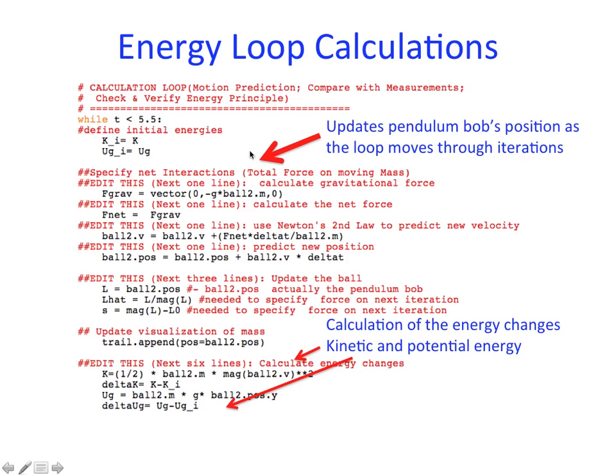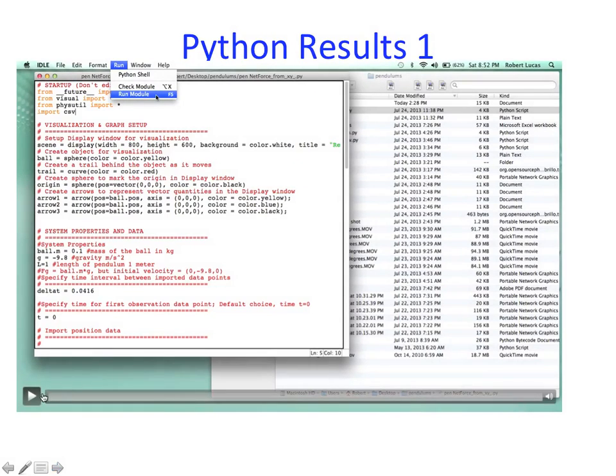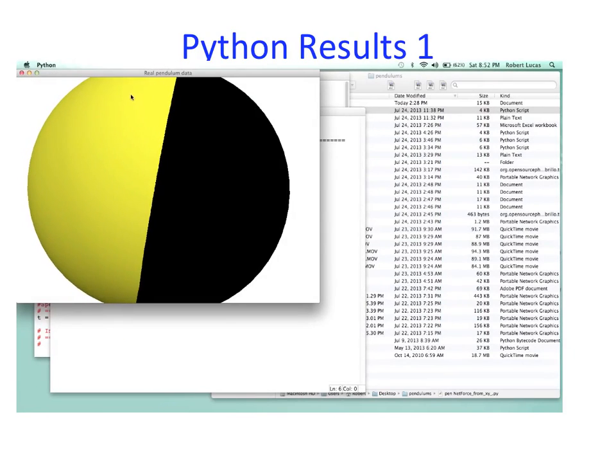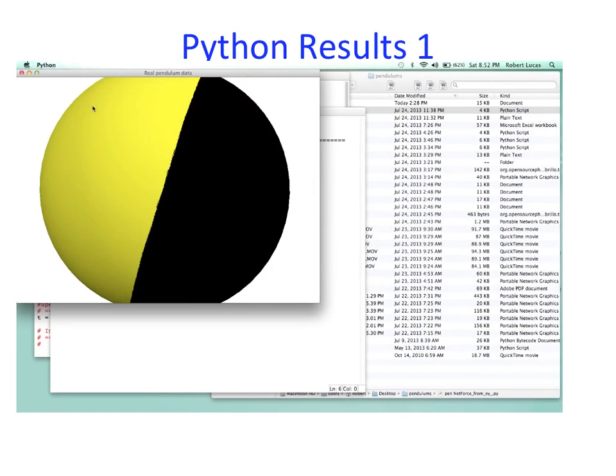This just updates the position of the pendulum bob as it swings through each loop with the iterations, and this is the kinetic energy, 1/2 mass times the velocity squared, and the potential energy is just the mass of the ball times g times the height that it was swinging. These are the first Python results. We can see that we did have some oscillatory motion, but it doesn't really match what we were hoping to see of it swinging from right to left, varying by a couple centimeters.